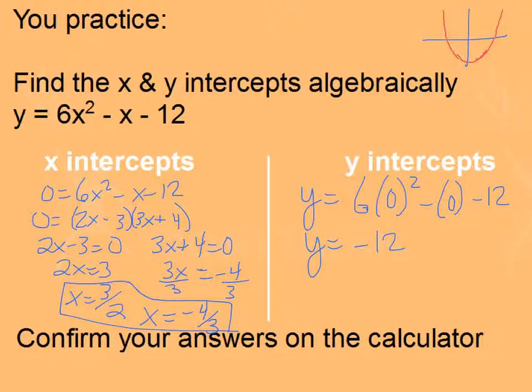Okay, if I was going to check it though in my calculator, I would go to second trace, value, plug 0 in for x, and ideally you get this back for your y value. Okay, so be able to find x-intercepts both algebraically and on a graphing calculator.